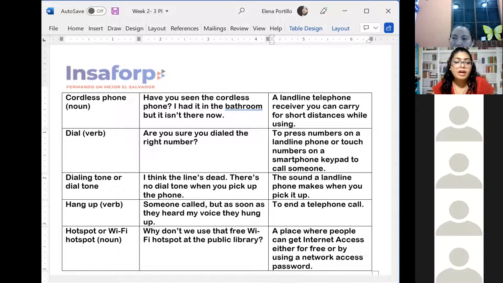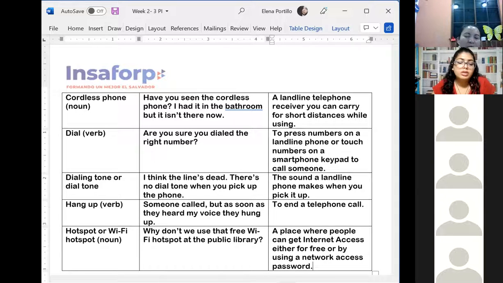Hotspot or Wi-Fi hotspot. And we have the first one. It says, someone called, but as soon as they hear my voice, they hung up. And the meaning is to end a telephone call. En este caso es colgar la llamada. That is the meaning of this word. Or in this case, it's a phrase, a short phrase. Then the second one, hotspot or Wi-Fi hotspot.